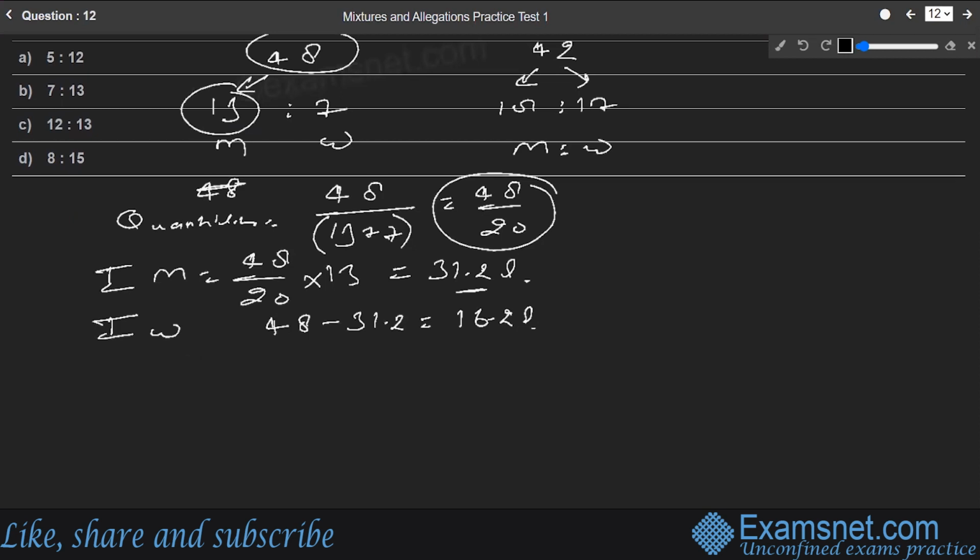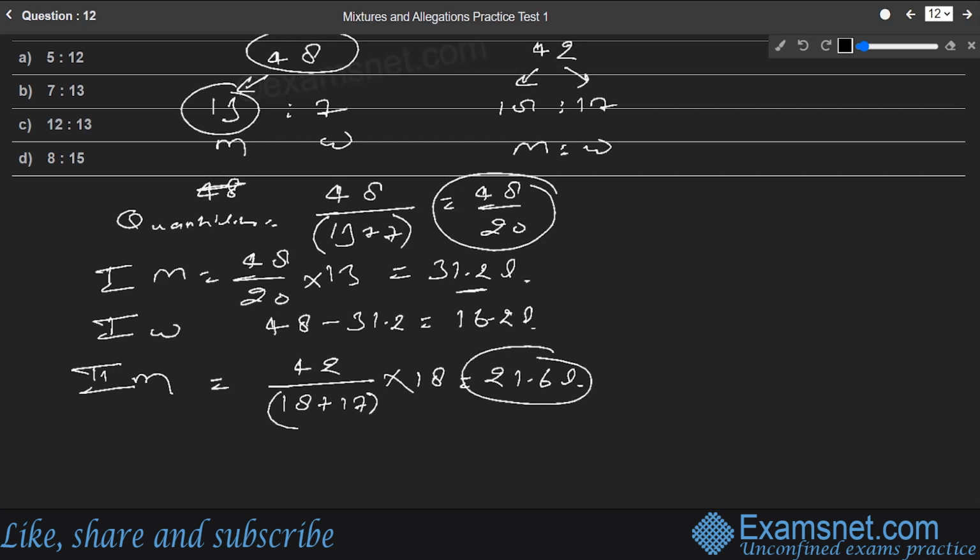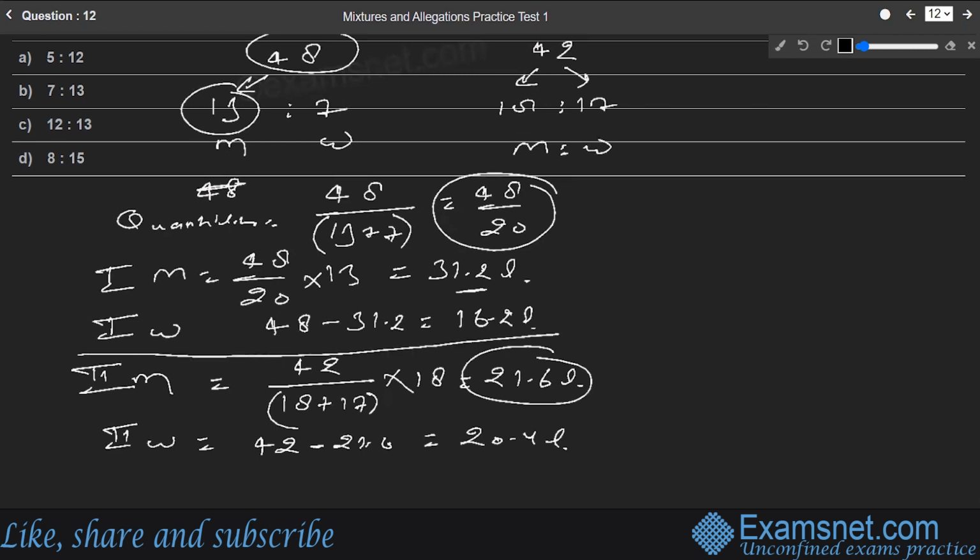Now let us find out the second quantity. How much milk does the second solution have? The second composition is 42. Total volume is 42 divided by the sum of ratio terms, that is 18 plus 17, multiplied by the milk part, which is 18. If we solve this further, this comes out to be 21.6 liters. That is the milk part in the second solution. The water part in the second solution we can simply get by subtracting 42 minus 21.6, which is 20.4 liters. So the milk and water parts of both solutions have come: 31.2, 16.2, 21.6, and 20.4 liters.